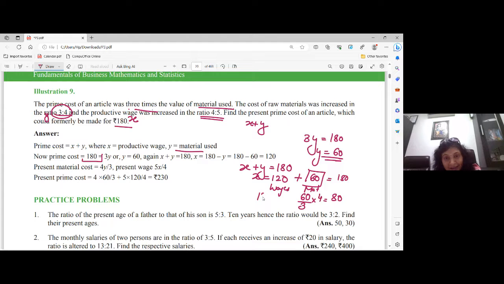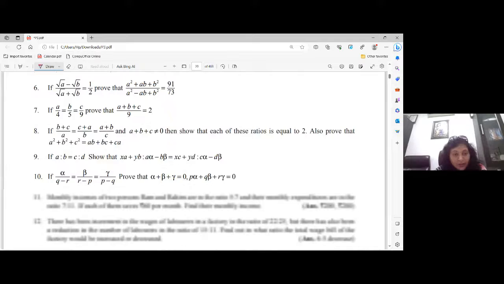Similarly, wages is 120. That represents old wages. So the term of old wages is 4 and the term of new wages is 5. So this becomes 150. So now the wages is 150 and material used is 80 and our prime cost is now 230. So this way you can solve the question.